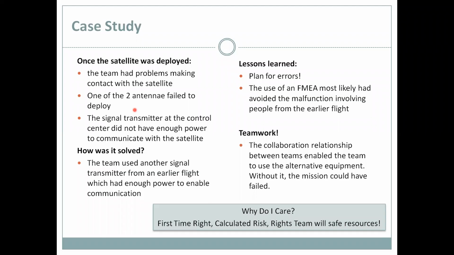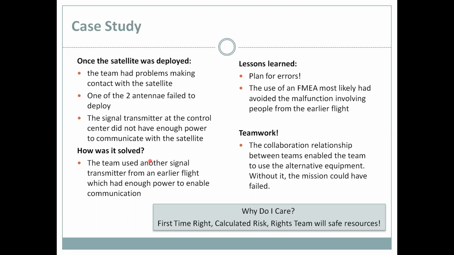So how was it solved? It was solved by using another signal transmitter from an earlier flight, which had enough power to enable the communication. So the lesson learned here, because the problem happened, and luckily they had another signal transmitter which was already there, based on that they were able to use it. But if they had not had that, they would have landed in a problem, and this mission would have ended in failure.